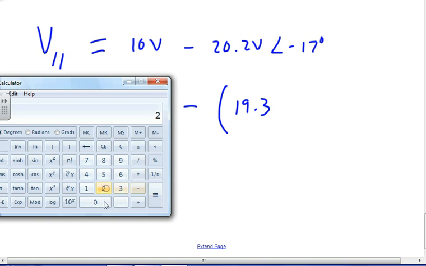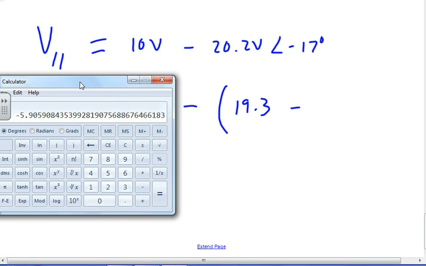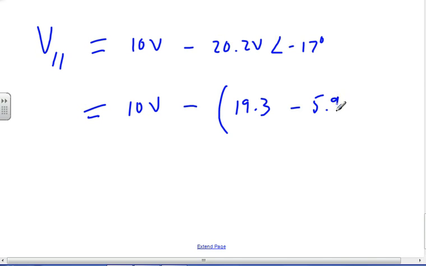And then I need 20.2 times 17 with a minus sign, equals minus, I couldn't read it, 5.9 J. So the voltage across the parallel path minus 9.3 volts. We wouldn't really put the volts there. 9.3 plus 5.9 J.